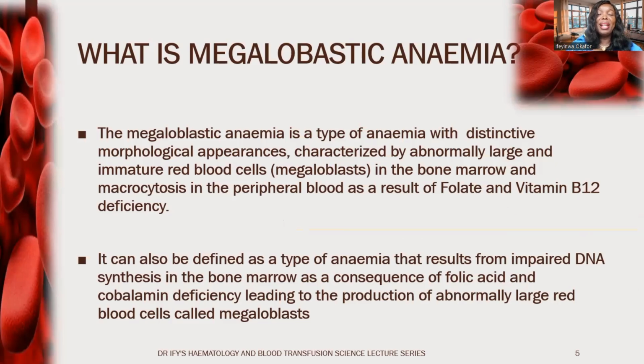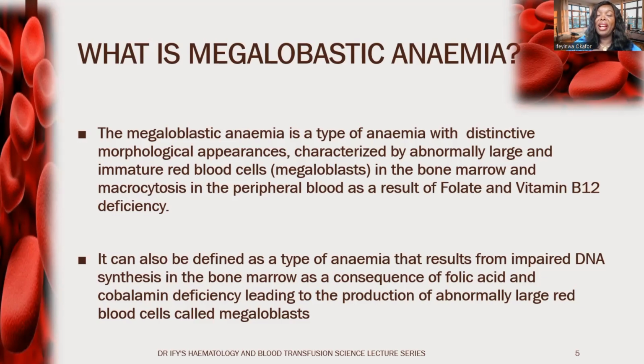Now, what is megaloblastic anemia? Megaloblastic anemia can be defined as a type of anemia that has distinctive morphological appearances, which is characterized by abnormally large and immature red blood cells called megaloblasts in the bone marrow, and macrocytosis in the peripheral blood as a result of folate and vitamin B12 deficiency.